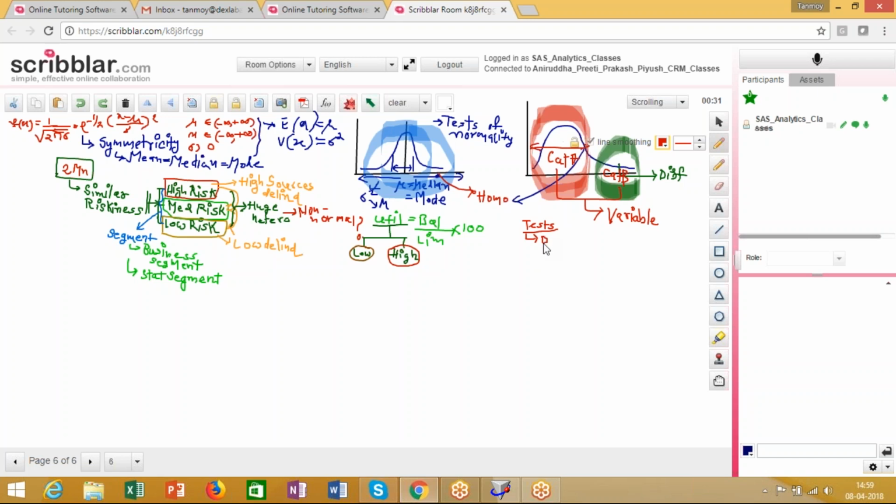I can look into the descriptive statistics and make out whether the measure is symmetrically distributed or not. That is the descriptive measure. The second kind of test that we have over here is the statistical tests of hypothesis.